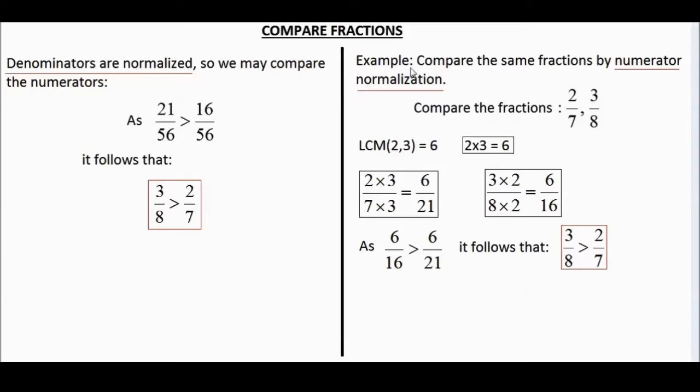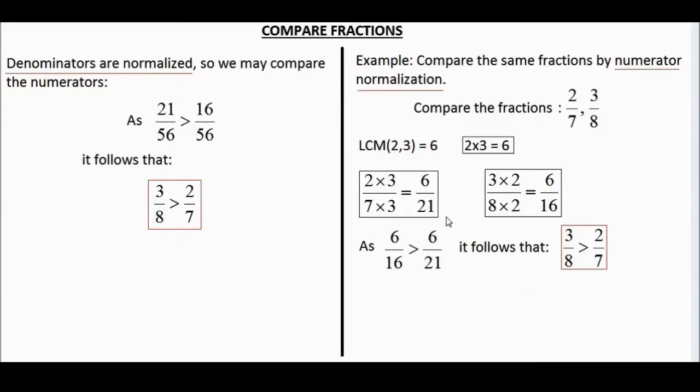Now let us compare the same fractions by numerator normalization. So we need to compare the fractions 2 by 7 and 3 by 8 using the numerator normalization approach, for which we use the LCM of 2 and 3, which is 6. Also, 2 times 3 is 6. Normalizing using 6, these two fractions, we have 2 by 7 becomes 6 by 21 and 3 by 8 becomes 6 by 16.